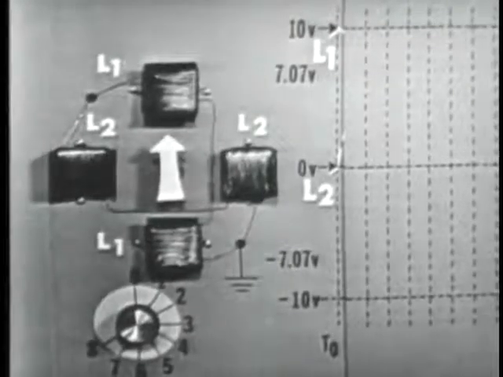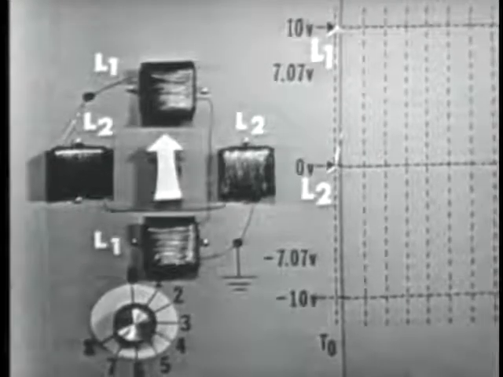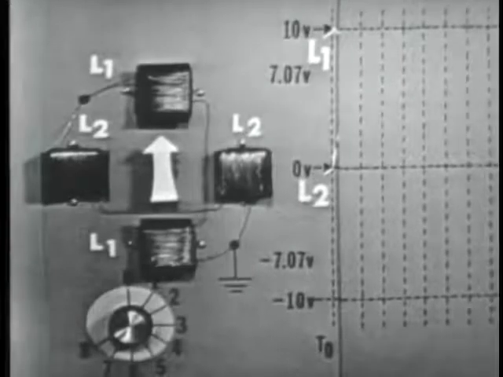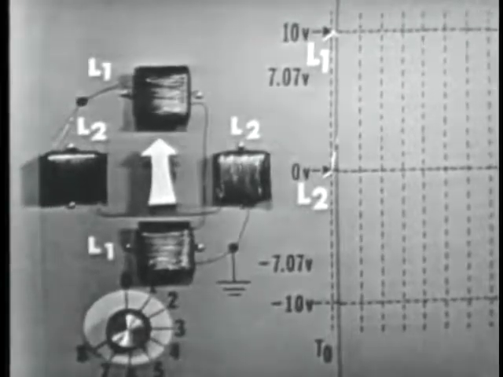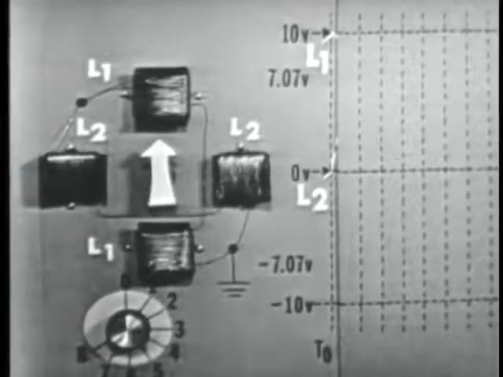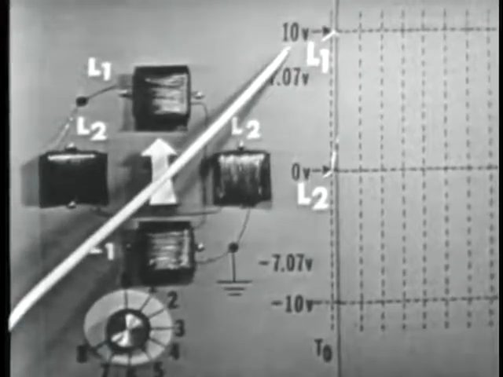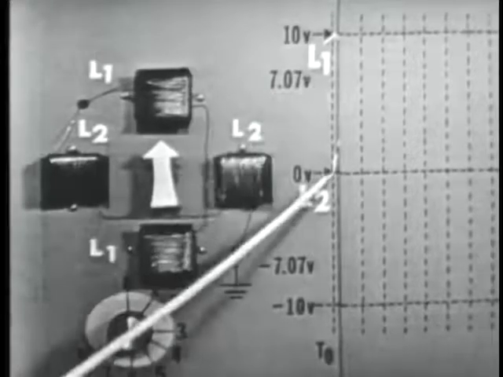All set. Now, at this position, the pointer indicates 0 degrees. It's pointing straight up. From this, we know that only L1 has voltage applied to it. The graph shows that the value of this voltage is a positive 10 volts. At this time, of course, L2 has no voltage applied.